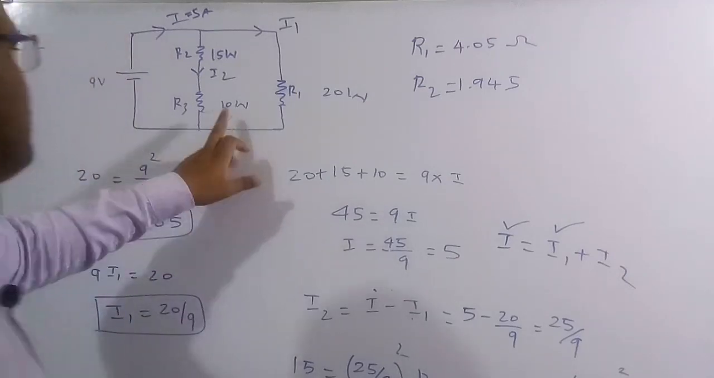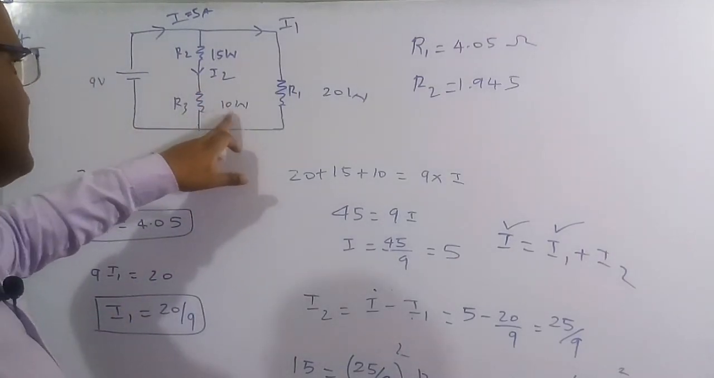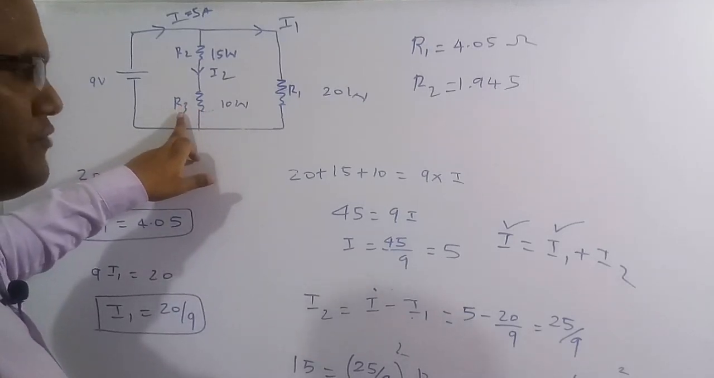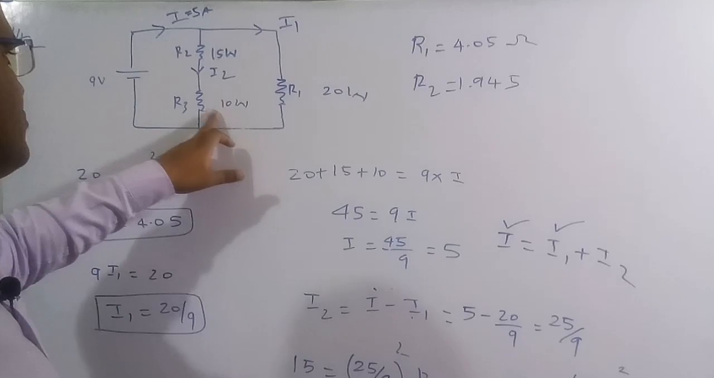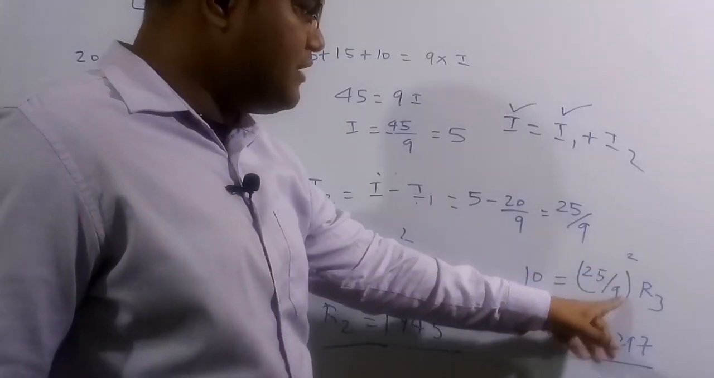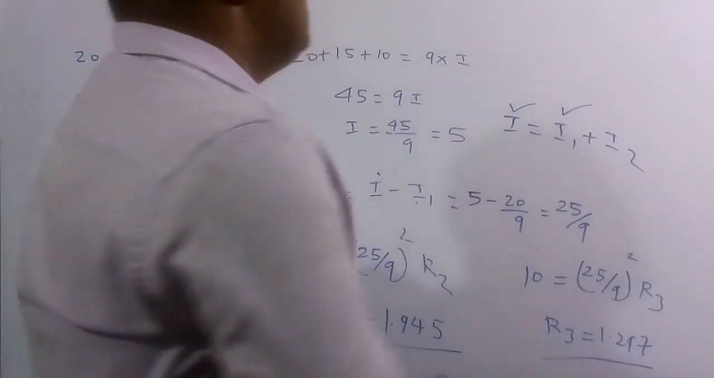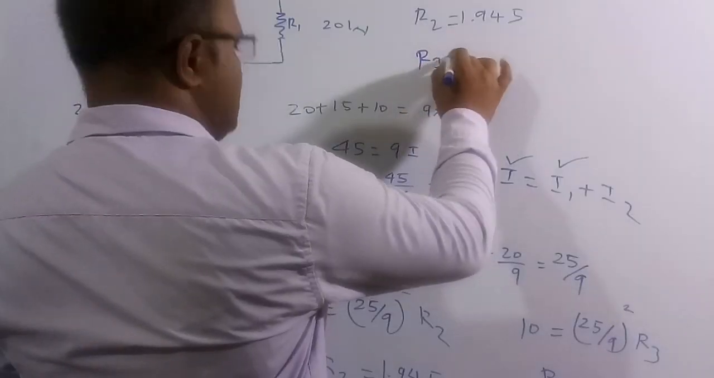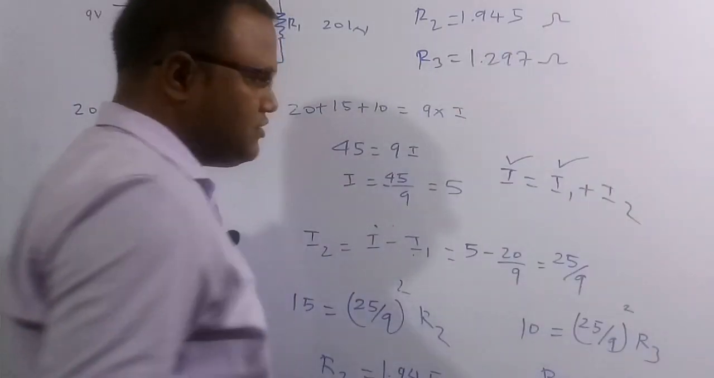And similarly for the 10-watt bulb, the current in this bulb is I2 and the power is 10 watt. So I need to find the value of R3. So P is equal to I square R. Power is 10, current is I2 whole square into R3. So 10 is equal to 25 by 9 whole square into R3. So now the value of R3 is 1.297. Therefore the value of R3 is 1.297 ohm. So this is the correct solution of this question.